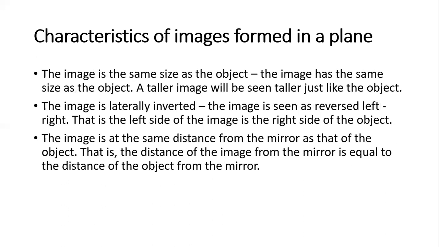The image is the same size as the object. A taller object will be seen as a taller image. The image is laterally inverted. This means that the image is seen reversed left to right. That is, the left side of the image is the right side of the object. Also, the image is at the same distance from the mirror as the object. That means the distance of the image from the mirror is equal to the distance of the object from the mirror. So that's all for this video.